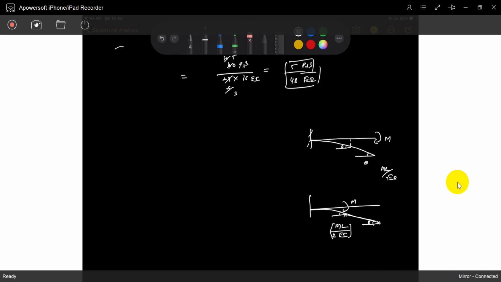This theta is also what? ML by 2EI. This theta is equal to this theta. So what is it? This is ML by 2EI. Understood? This is ML by EI. This is ML by 2EI. How is it? Because by this, just the application of moment at the end, this theta is ML by EI, but this is L by 2, na. So this is ML by 2EI. But later it is straight, so this theta is equal to this theta.